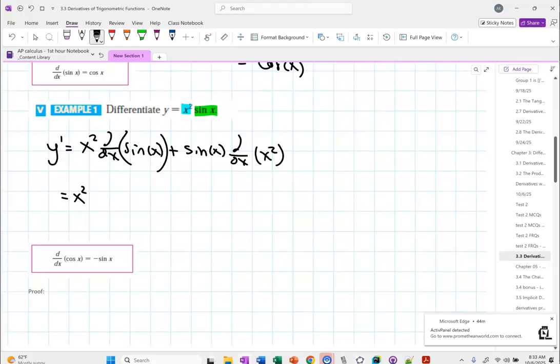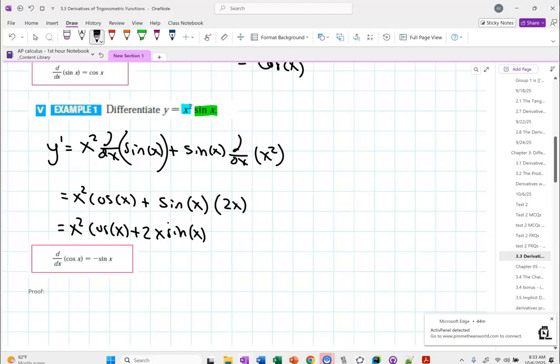What's the derivative of sine x? Cosine x. Very good. Make sure you're writing x's. If you just say cosine to me, I know what you mean, but on your paper, make sure you don't drop those x's. And the derivative of x squared is 2x. So maybe we just write that as x squared cosine x plus 2x sine x. That'd probably be how they'd write it on a multiple choice question.